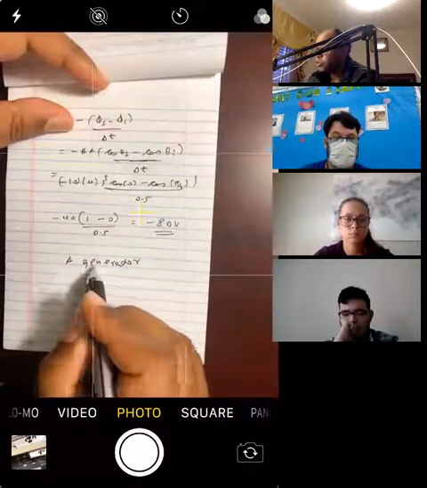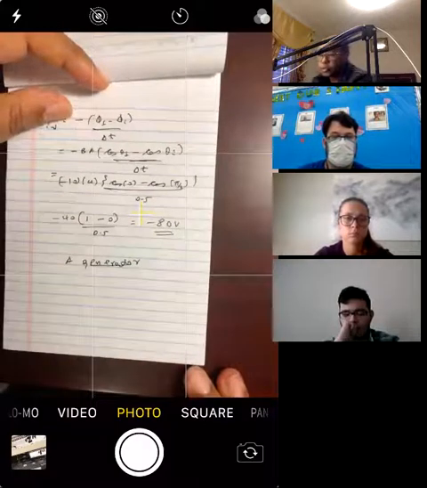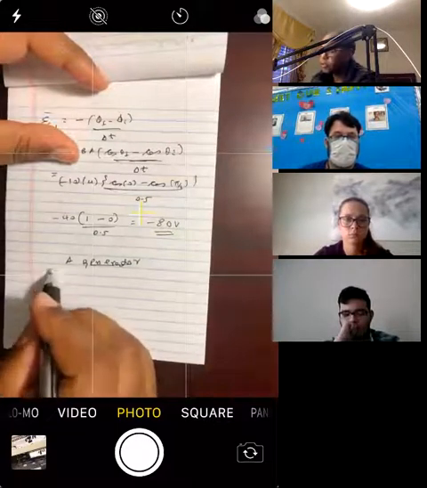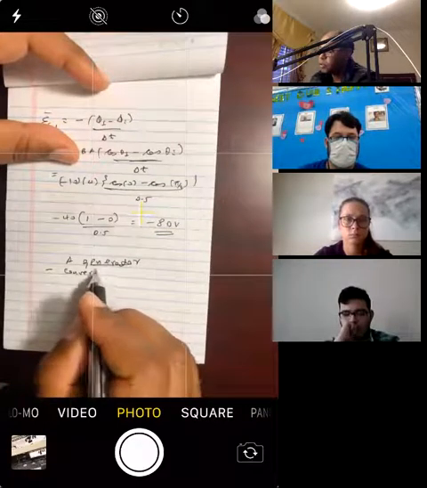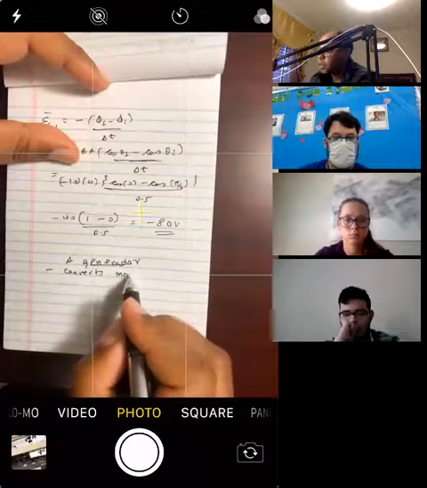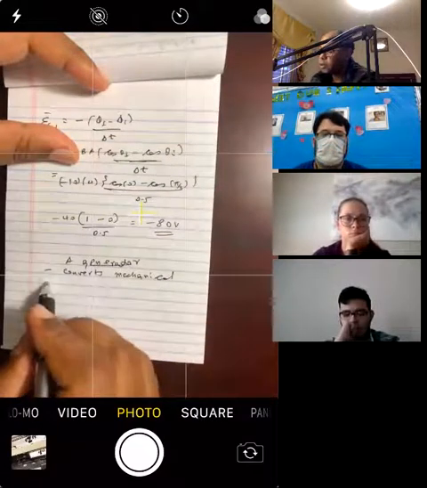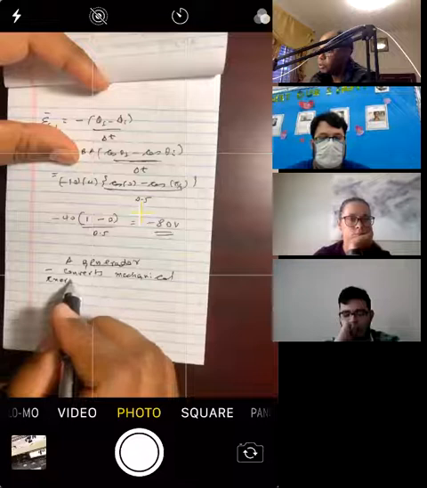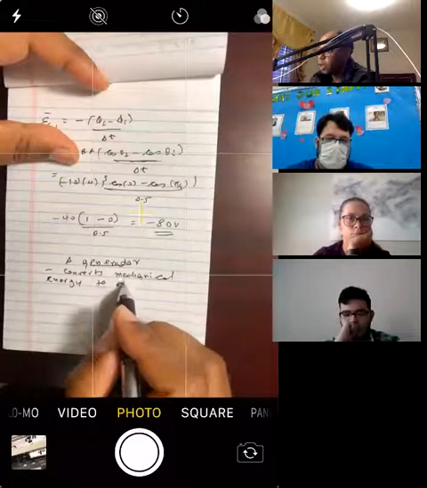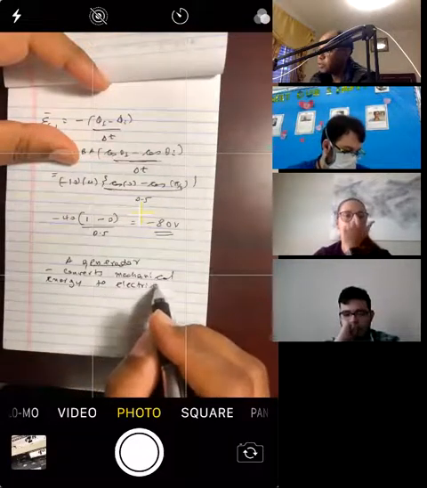A generator is a device that converts mechanical energy to electrical energy. Mechanical energy to electrical energy. Okay, let's see how it does it.